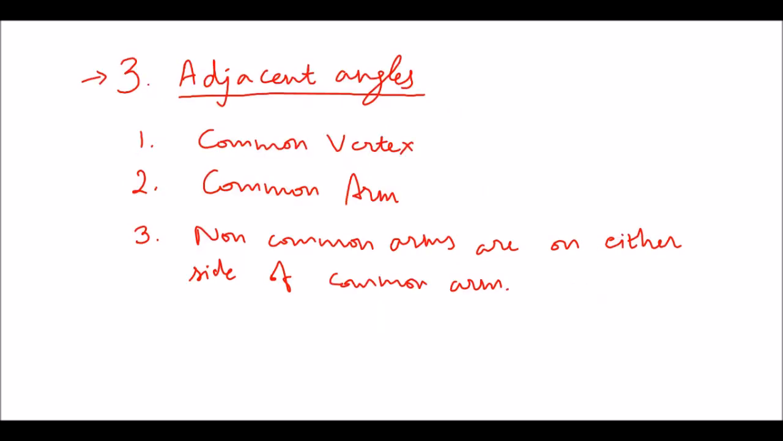Next, we move towards another pair of angles, adjacent angles. Now, for two angles to be called adjacent angles, there are three conditions which these two angles must satisfy. The very first condition is the two angles must have a common vertex. Secondly, there must be a common arm between the two angles. And the third condition is the non-common arms are on either side of the common arm.